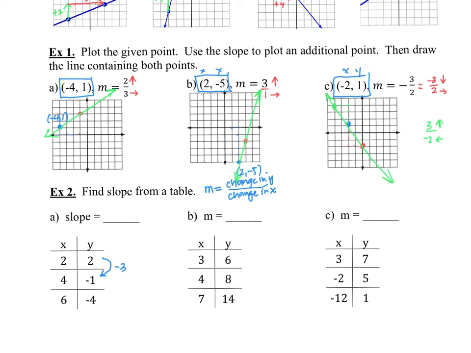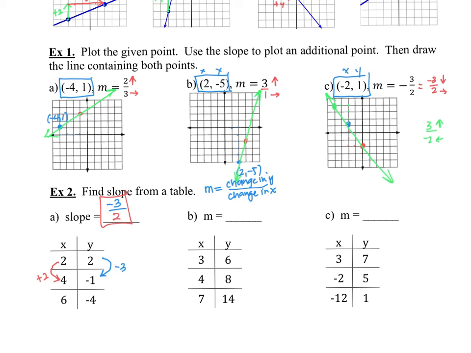Now I'm going to go to the x column. If I start at x is 2 and I go to x is 4, from 2 to 4, I went up 2 spaces on the number line. Because the slope is change in y over change in x, my change in y was -3. My change in x is 2. And that's my answer, -3 over 2. If I could simplify it, I would simplify it.